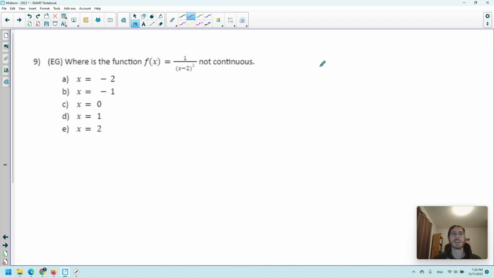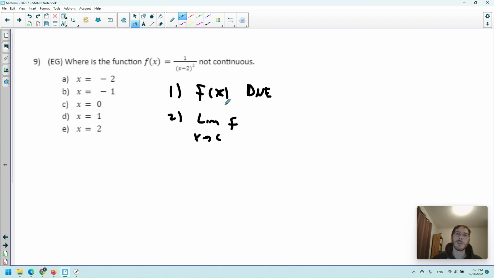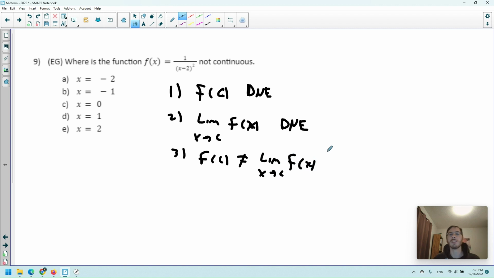For 9, we have to find out where this is not continuous. So again, we have to think about where this would not follow all 3 continuity rules. It has to break one of these: either f of c does not exist, or the limit as x approaches c of f of x does not exist, or the limit and f of c are not the same. So if one of these happens, then we are not continuous.